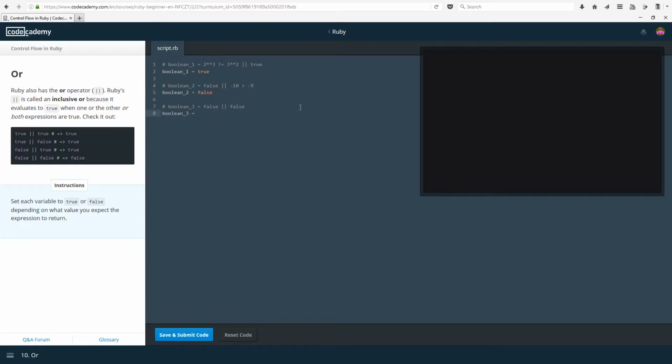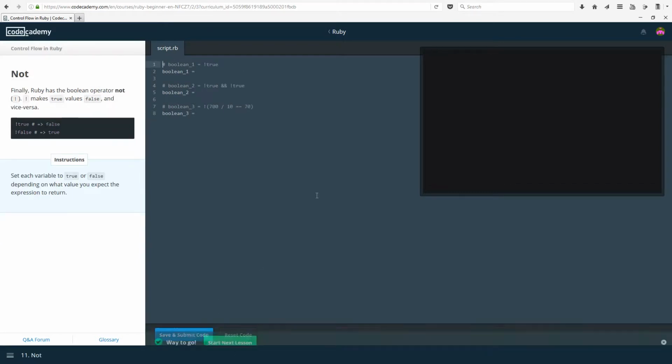In the third case, we have false or false, so that's going to be false as well, because false or false evaluates to false. Send and submit, and that is correct. Let's move on. Then we have not.